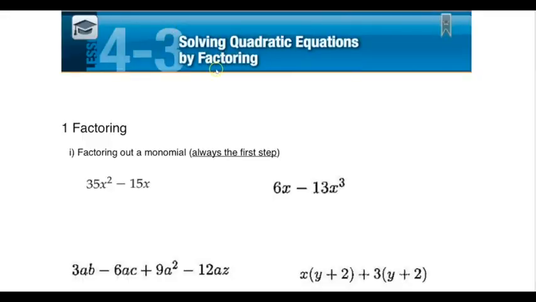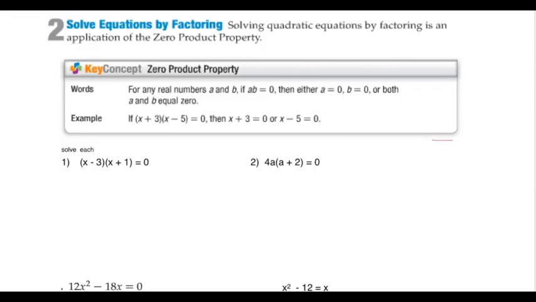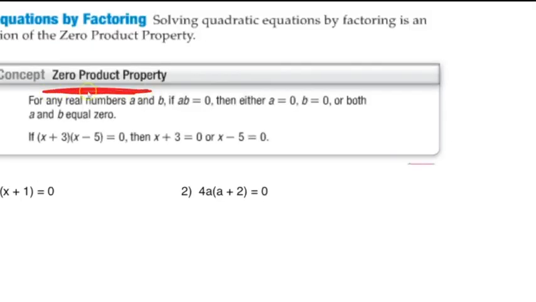4-3, solving quadratic equations by factoring. I've got to solve by factoring. First thing I do is solve by the zero product property. Super important property, makes life easy if you follow it. Zero product property says this: if you have (x - 3)(x + 2) = 0.